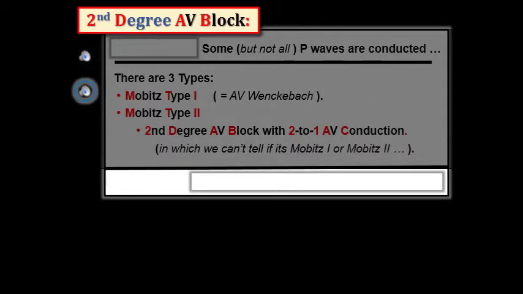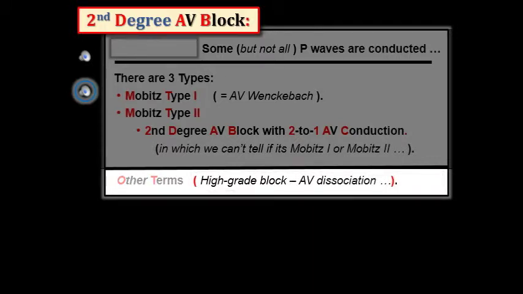And finally, there are a few other terms, including high-grade AV block and AV dissociation. We'll conclude this video by clarifying these terms.